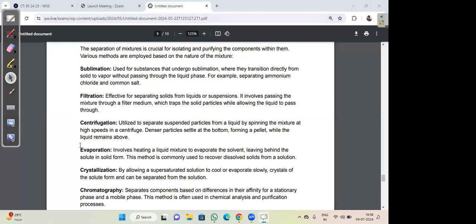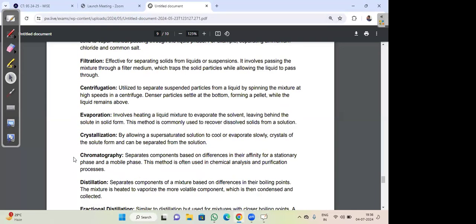Okay, the next process is evaporation. We already discussed evaporation. It involves heating a liquid mixture to evaporate the solvent. So whatever solvent is there, that solvent is evaporated out so that the other substance remains in the solution. For example, we have done the mixture of common salt with water, or the mixture of sugar with water, which can be separated out by the process of evaporation.